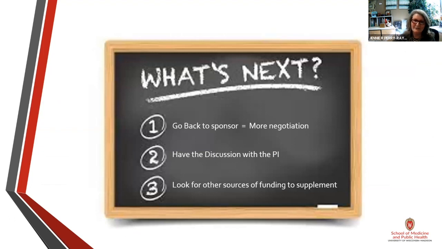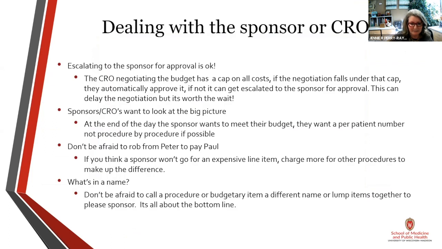So what's next? First thing I would do would be to go back to the sponsor and negotiate. Second, have that discussion with your PI. Third, look for other sources of funding. Next slide. So you go back to the sponsor. You want to make sure that when you're talking to the CRO, they all have caps on all their costs. And if what you're asking for in the budget falls underneath that cap, they're going to approve it no matter what.